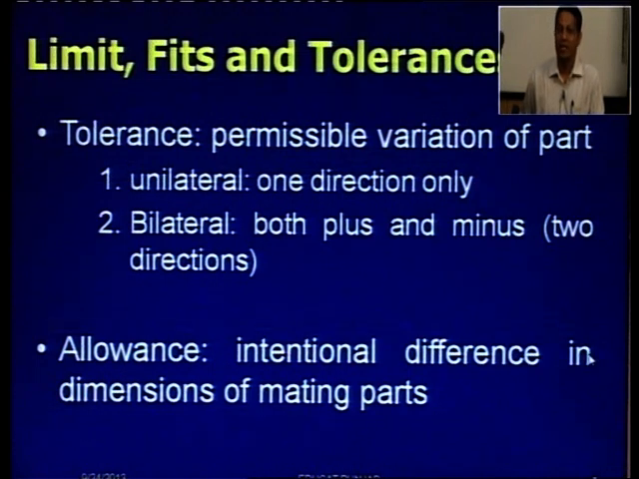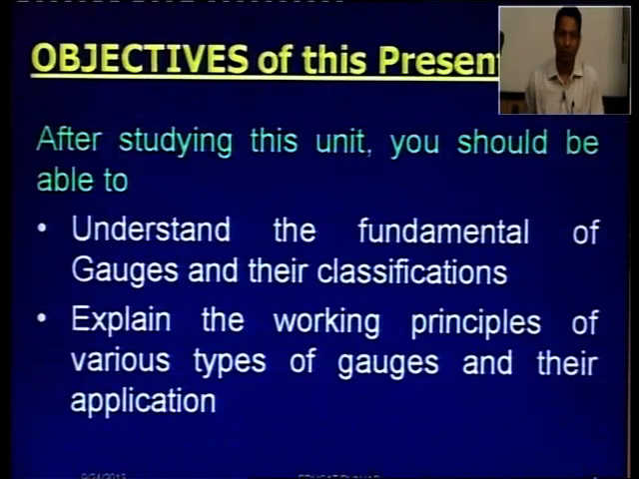So allowance, next is allowance. It is the intentional difference in the dimension. Allowance is given. The other name of tolerance is allowance. It is given intentionally, an intentional difference in the dimensions of the mating parts. So there are chances of error during manufacturing, and that kind of error we can accept. Adjustability, flexibility is given.